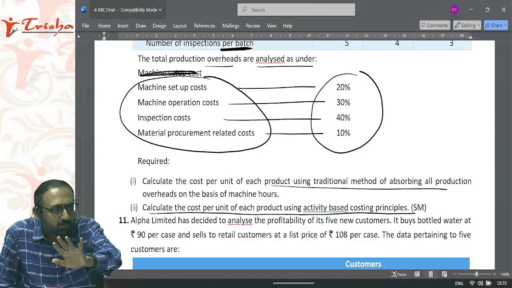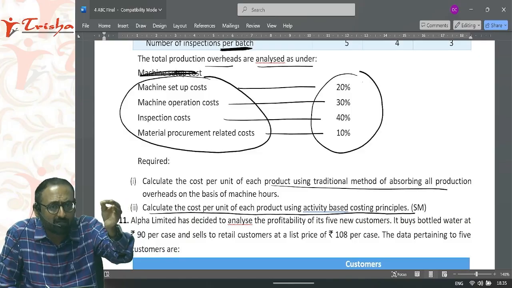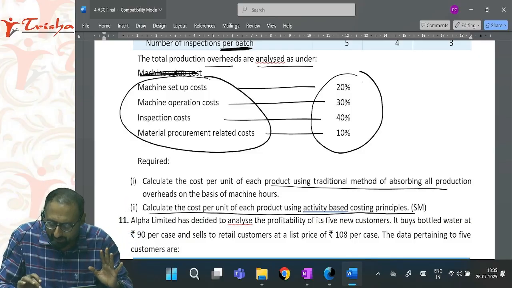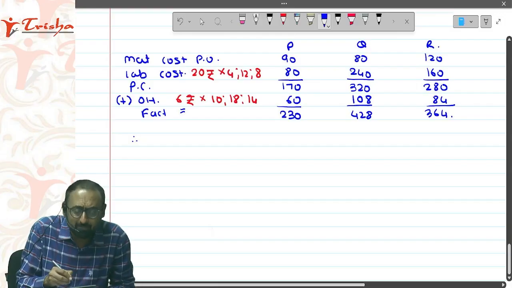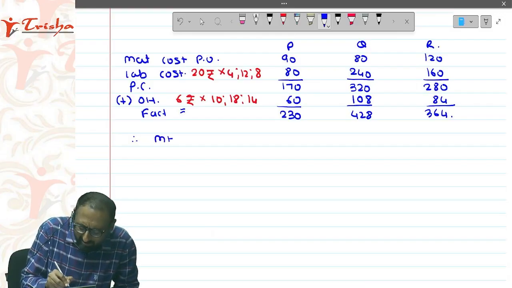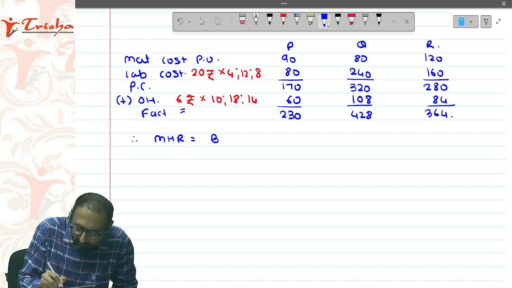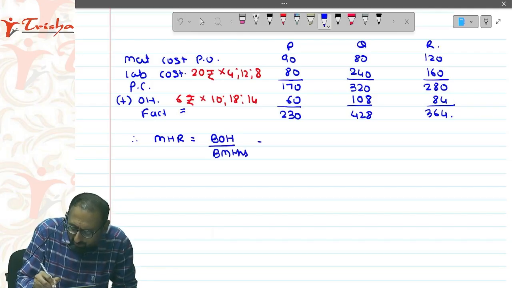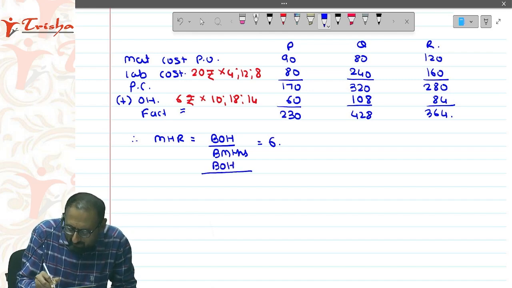same. Some students are giving the answer with the help of the overhead absorption rate of 6 rupees. You can calculate total overhead. Please tell me, machine hour rate or labor hour rate? Machine hour rate. Budgeted overhead divided by budgeted machine hours is equal to 6.